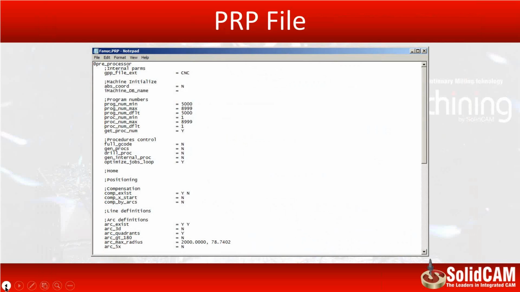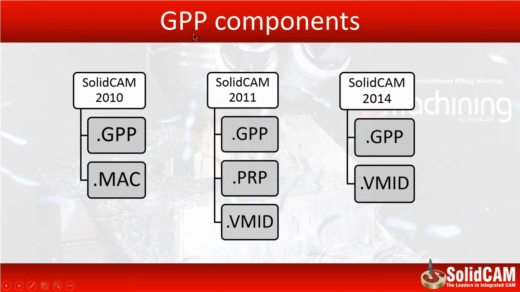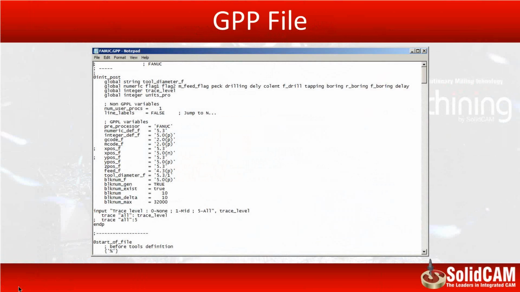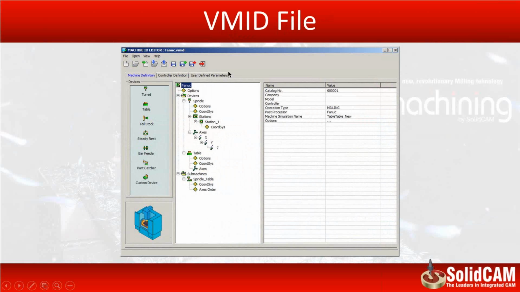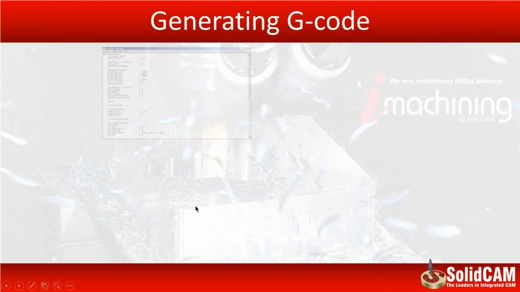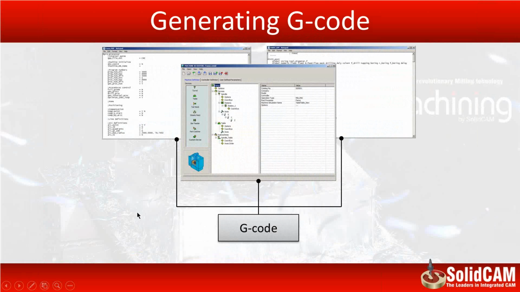And as I mentioned, for the GPP component in SolidCAM 2014, you will have one more tab, which will basically be the PRP file, so everything will be inside the VMID file. I now created a simple slide that shows that if you don't have one of these files, you will not be able to generate the G-code at all.